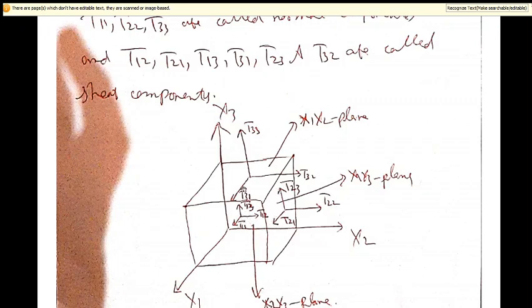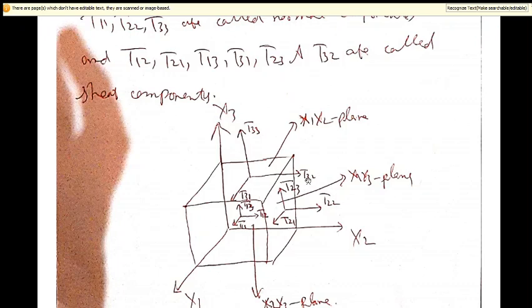Now T13 in the direction of x3, and T12 in the direction of x2, and T11 in the direction of x1. Now if you have T32, you can see that it will lie in a plane whose normal is in x3 direction. T32 will lie in a plane whose normal is in x3 direction, and T31 will lie in a plane whose normal is in x3 direction.